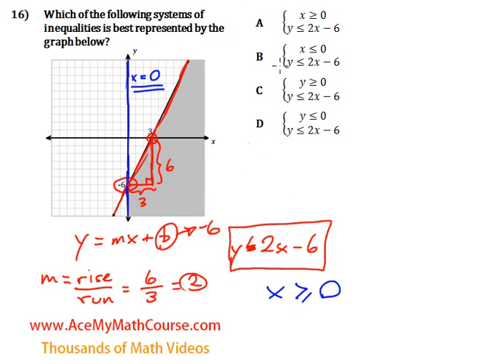Okay, so the solution, or the answer, rather, is A: x is greater than or equal to 0, and y is smaller than or equal to 2x minus 6. That's it.